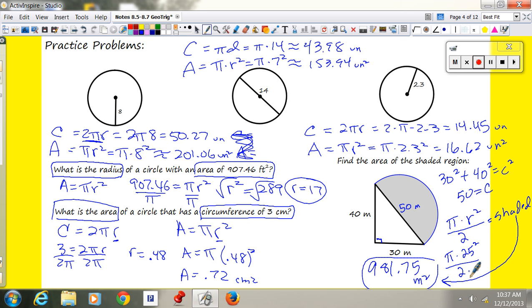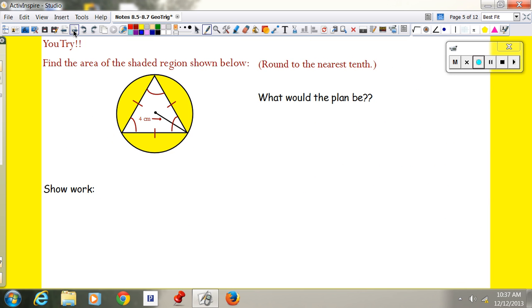All right, moving on to the next one. Got a couple of little application ones here. How do I find the area of the shaded part? What would be a plan? Not the work, but a plan.